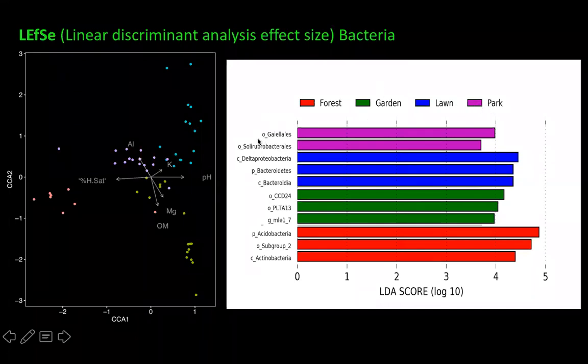So this is a novel taxa, the order Gaiellales. Maybe these are going to be descriptive. Maybe they're only going to be able to reside in soils that have higher aluminum concentrations. The same thing if you go through other landscapes. So Deltaproteobacteria, this is a specific class of bacteria. Maybe they're more so described by environments that have higher potassium concentrations. And if we go down, CCD24, PLTA, these are all novel taxa.